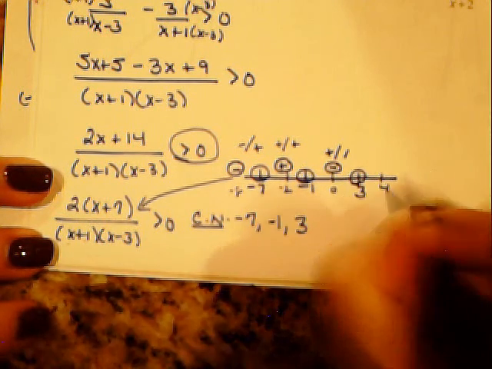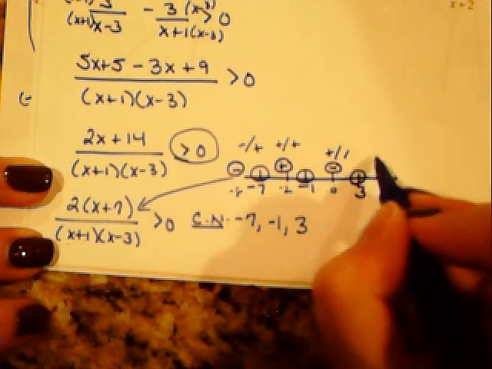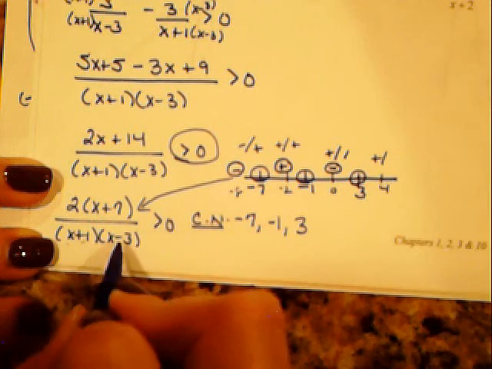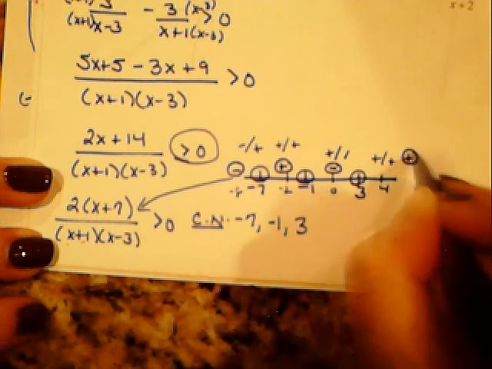And then if I choose 4. 4 plus 7 is positive. 4 plus 1 is positive, 4 minus 3 is positive. A positive over a positive is a positive number.